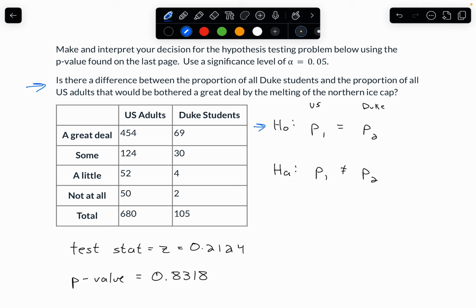I have our null hypothesis and our alternative hypothesis. Remember, U.S. adults, that was group 1, and Duke students, that was group 2. And then I also have the test statistic and the p-value that we found in the last video. We're going to need those things in order to answer this question. We are going to be using a significance level of alpha equals 0.05 because that's just our default level of significance.